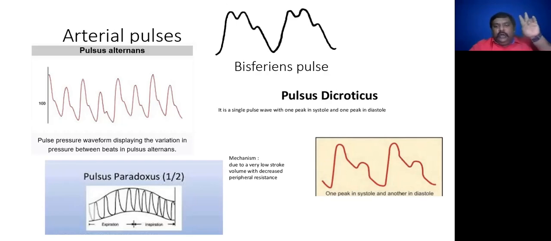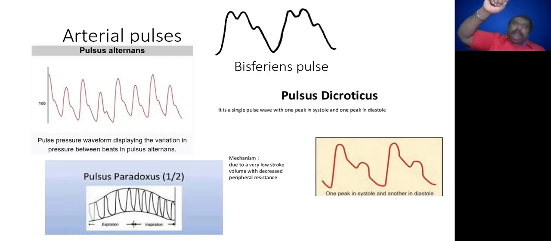Okay, so in bisferiens pulse, you will have two systolic peaks. It is usually seen in aortic regurgitation and hypertrophic cardiomyopathies. Two systolic peaks will be there, seen in aortic regurgitation and hypertrophic cardiomyopathies also. You can see the pulse, the nature of the pulse.